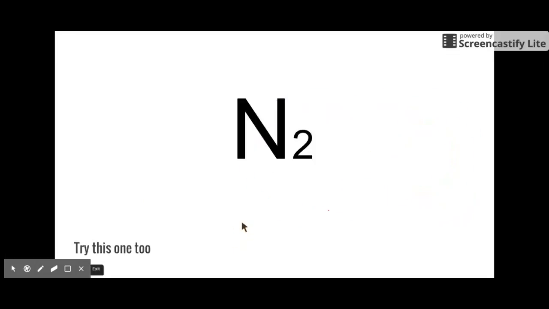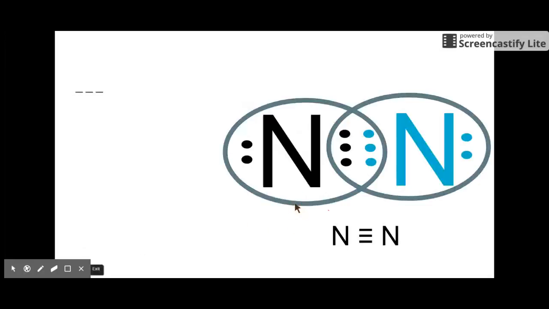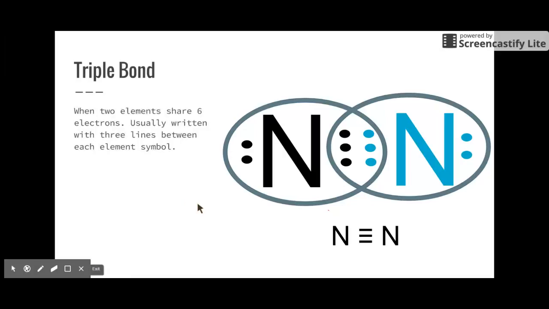See if you can figure out N2 by yourself. If you figured out this, then you're well on track. This is what nitrogen would look like, or N2. So this is known as a triple bond, when 2 elements share 6 electrons. So 2, 4, 6, 3 are shared from each. And this has happened so nitrogen can fulfill its octet. See, 1, 2, 3, 4, 5, 6, 7, 8. This nitrogen is full. 1, 2, 3, 4, 5, 6, 7, 8. This nitrogen is full as well. So each nitrogen has fulfilled its octet, and we have a triple bond shown like this.